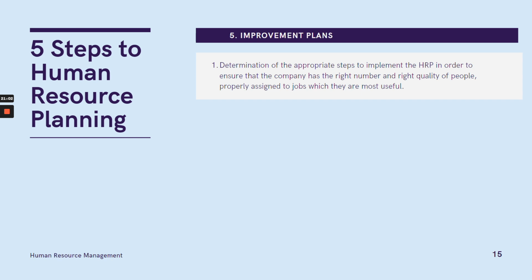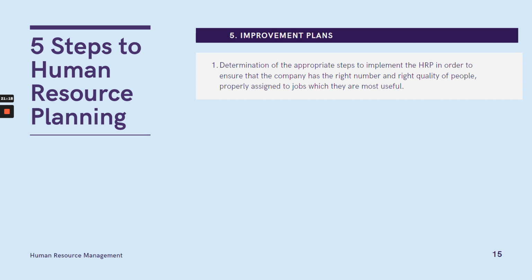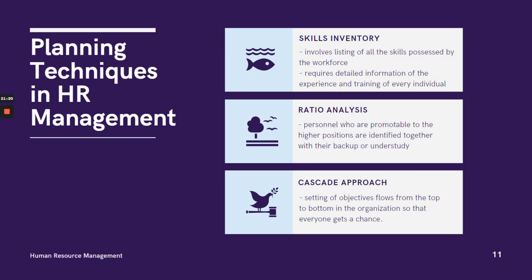Now, there are techniques also being used in human resource management, and there are several techniques. There are six in our reference. So these are the common. Actually, there are more, but these are the six common techniques. Number one is skills inventory. Right? So this approach involves the listing of all the skills possessed by the workforce, and they are made to relate to the requirements of the organization.